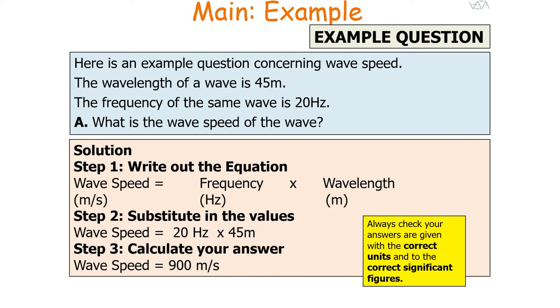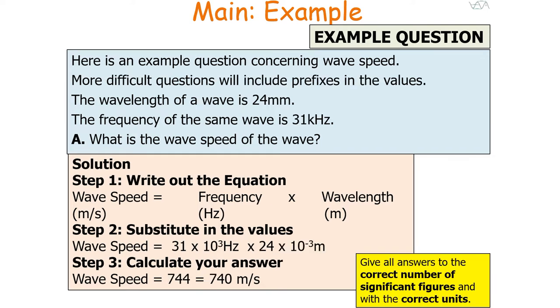So here's an example question concerning wave speed. The wavelength of a wave is 45 meters. The frequency of the same wave is 20 meters. What is the speed of the wave? So you'd write out your equation. Wave speed is equal to frequency times by wavelength. Sub in the values, so 20 times by 45, and you get your final answer of 900 meters per second.